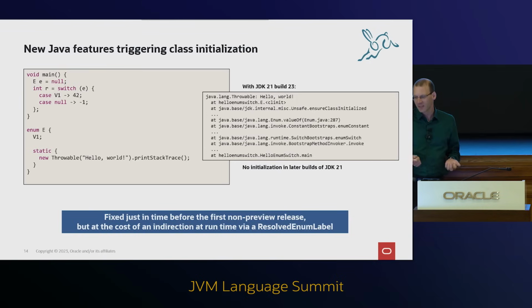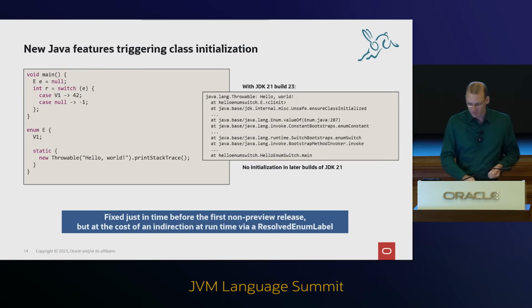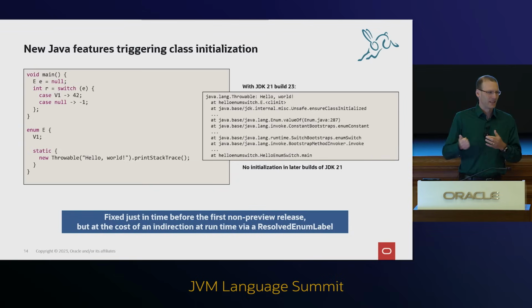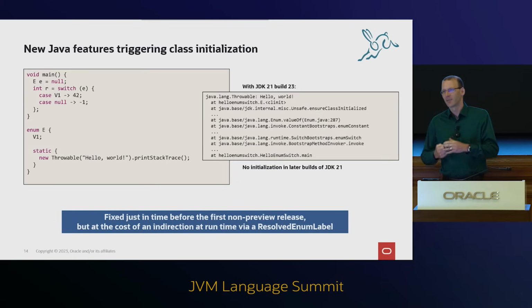And the class initialization happened in the bootstrap method invoker for the enum switch method, when running the bootstrap method. Then it was materializing all enum constants, which means you needed to initialize the enum. After I pointed that out on the pull request that enabled the feature, it's like, well, maybe that's not a good idea. Luckily, it got fixed quickly.